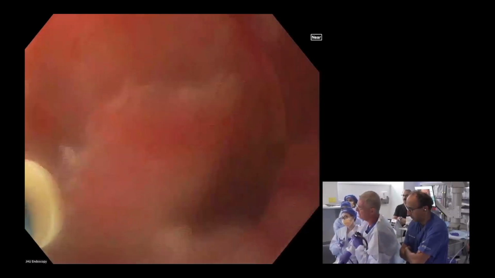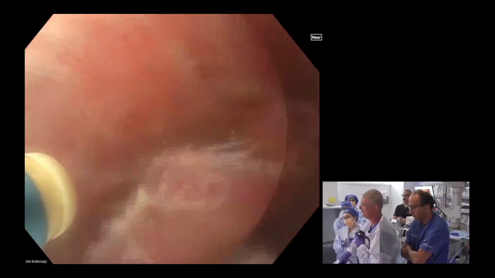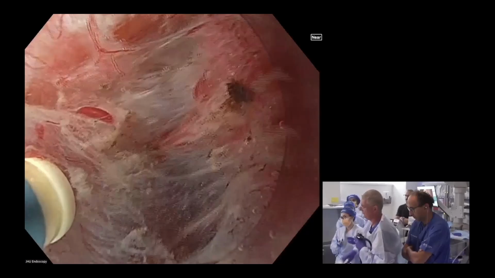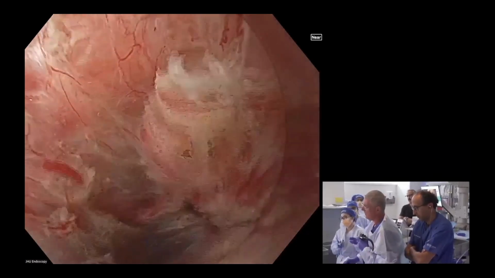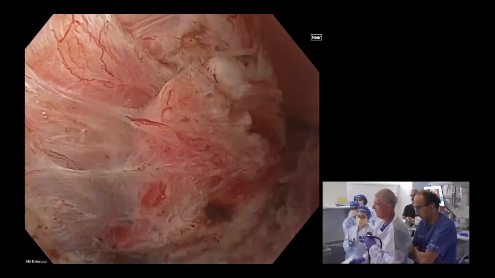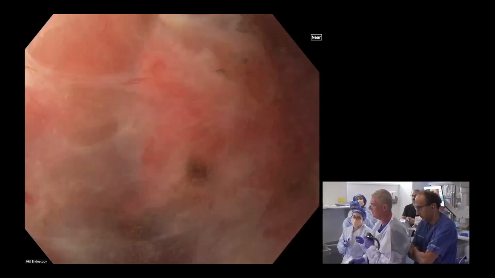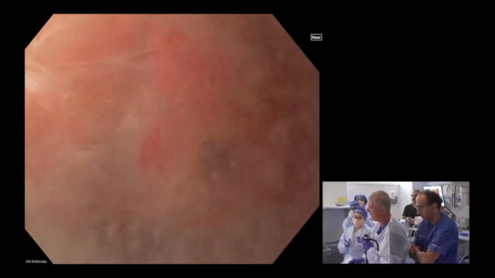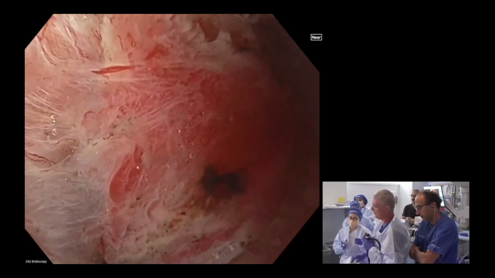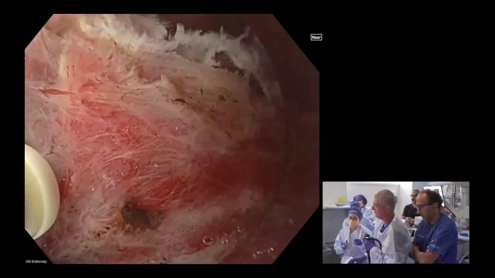Would you consider traction techniques, clip-and-line technique, for example? Well, I used that a lot in the past, but in fact, once you are using this technique underwater, you usually don't need it anymore. Okay. Because the traction is, you see, the specimen is floating here.